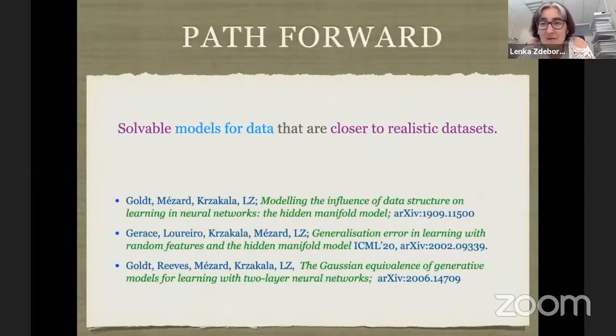But what I will be telling you about today is our path forward to get to that goal sometime soon. And that path builds on the strategy from the statistical physics of creating solvable models for data that are closer to realistic data. So these are the three references that I will be covering here. When I say closer to realistic data, that gives us an idea how we could go about creating such a model, and then we just need to try hard and make it solvable.